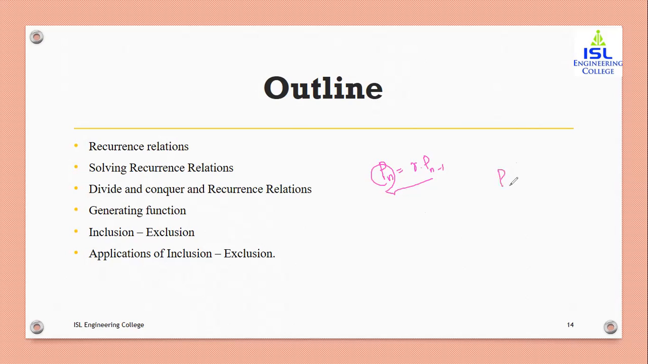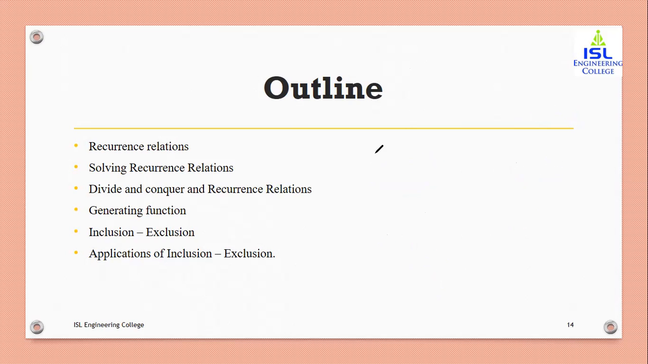Suppose my r value is 2 and P0 value is simply 1. So P1 is 2 into P0, which will be 2. Again, after that, P2 will be r into P1. r is 2 and P1 is 2, so this is 2 square. So this is simply the powers of 2: 2, 2 square, 2 cube and so on.